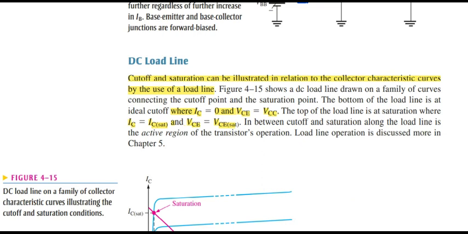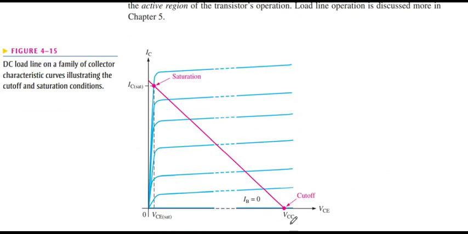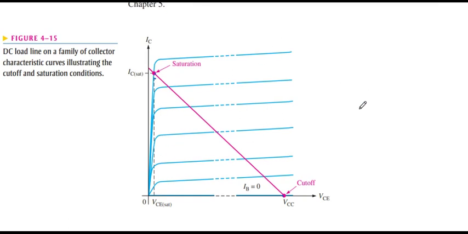Now we go back. Next is the DC load line. In the cutoff region, IC is equal to 0, and in the saturation region, IC is equal to IC maximum. We draw a line between these two points, cutoff and saturation, and this is the DC load line within which the transistor can be operated. We will discuss this in the next chapter.